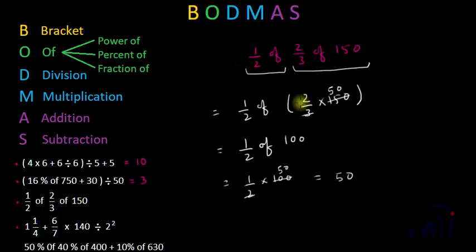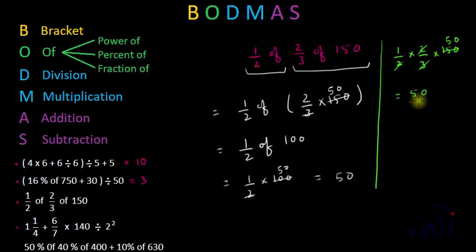Right? This is one way of solving, or another way is you replace both these "of" by multiplication signs. So this can be written as 1 by 2 multiplied by 2 by 3 multiplied by 150. So this 2 will cancel this 2, 3 5s are 15 and 0. So here also you will get the answer as 50. Yeah, this is the systematic step-by-step method of solving this expression, and this you can treat as a shortcut.